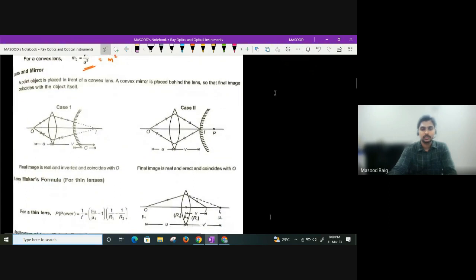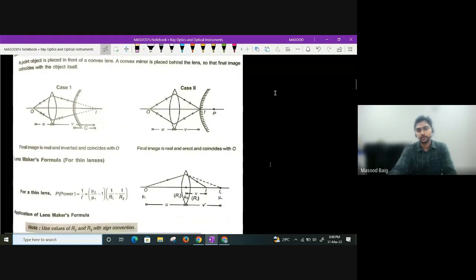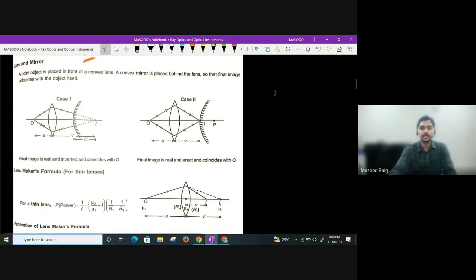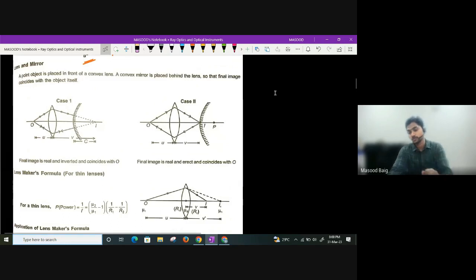These two cases are very important because a similar kind of question can be asked directly based on them. Very important cases. What they have given here is a point object placed in front of a convex lens. A convex mirror is placed behind the lens so that the final image coincides with the object. What they are saying is that the final image should coincide with the object. So when will the final image coincide? Again, it's very important.